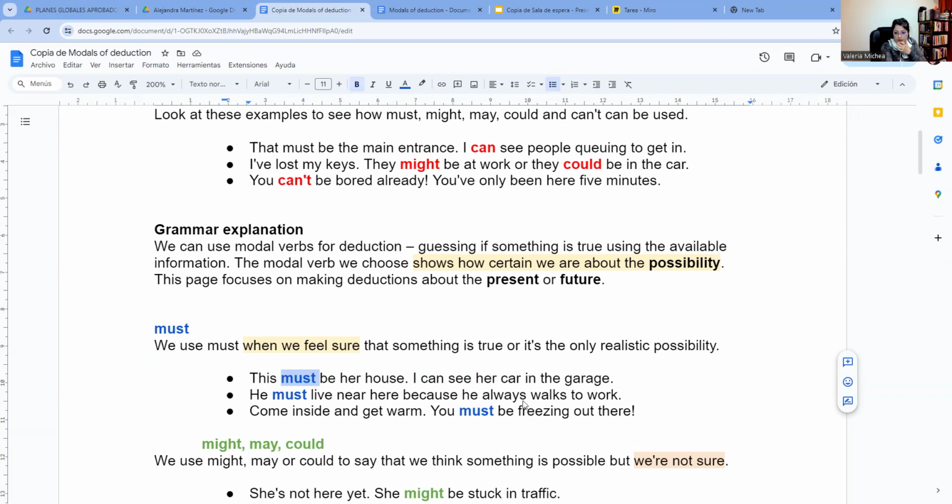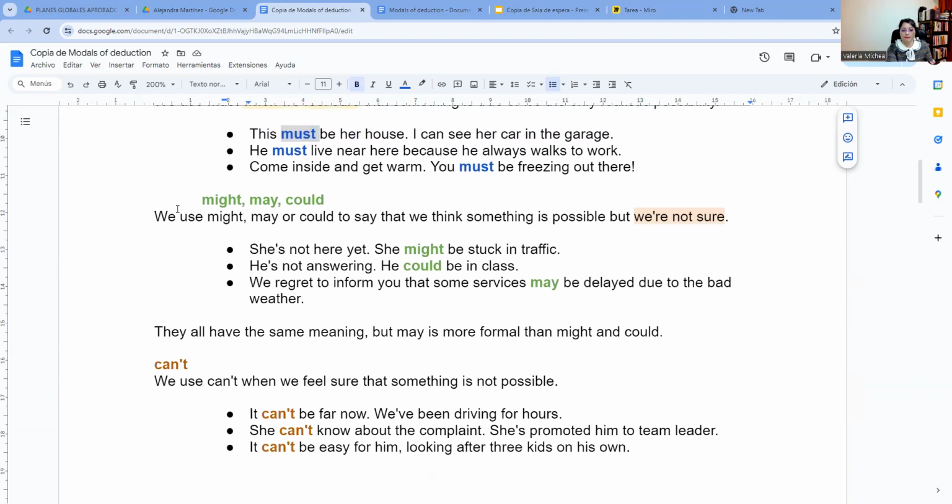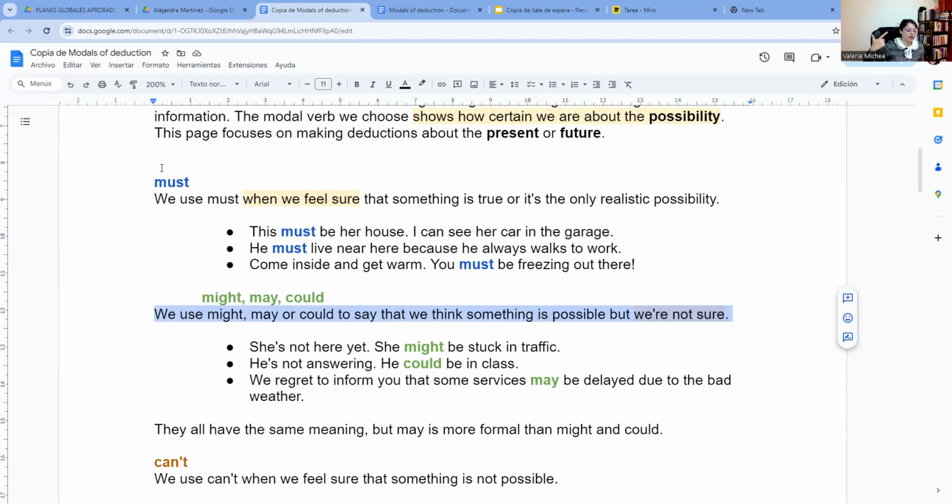Then we have another one. Could you specify the percentage of possibility? Yes, I'm going to do that in a minute. So that's must, it's on the top. When you are very certain, you have a lot of evidence. Then we have might, may, and could. And here we use might, may, or could to say that we think something is possible, but we're not sure. So that would be the difference between may, might, could, and must. Must is when you have a lot of evidence, you're pretty sure. Then all the rest.